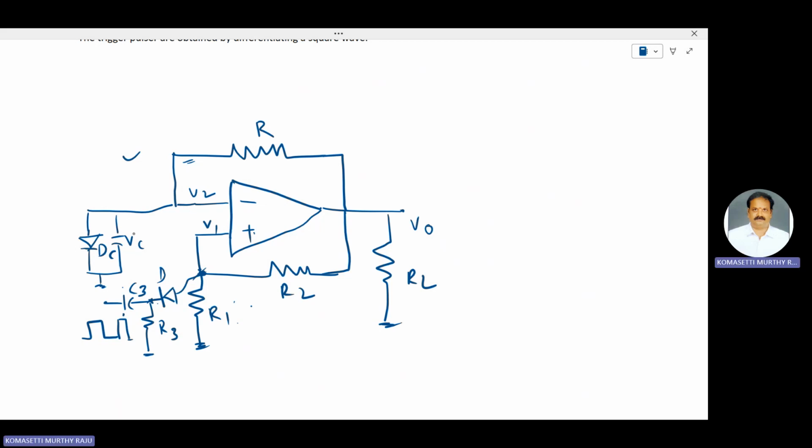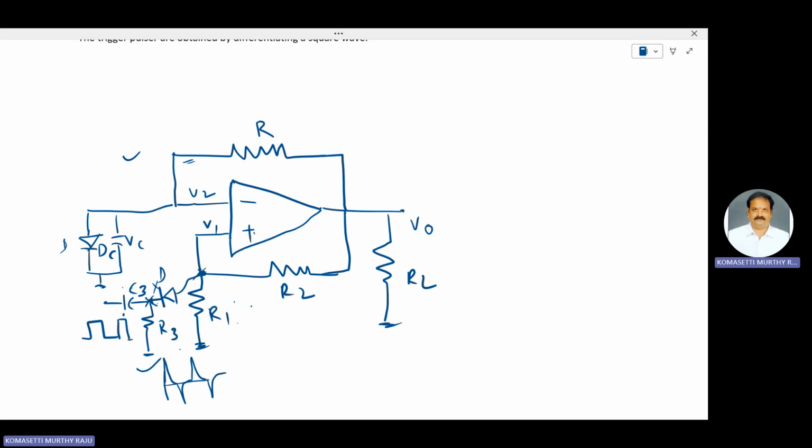This is the R and C elements. Across the C element, diode D is connected here, as shown in the figure. Here, this is the differentiator circuit. The differentiator circuit consists of C3 and R3. This is the point X. When a square wave is applied to the differentiator circuit, the output of the differentiator circuit is positive going spikes and negative going spikes.